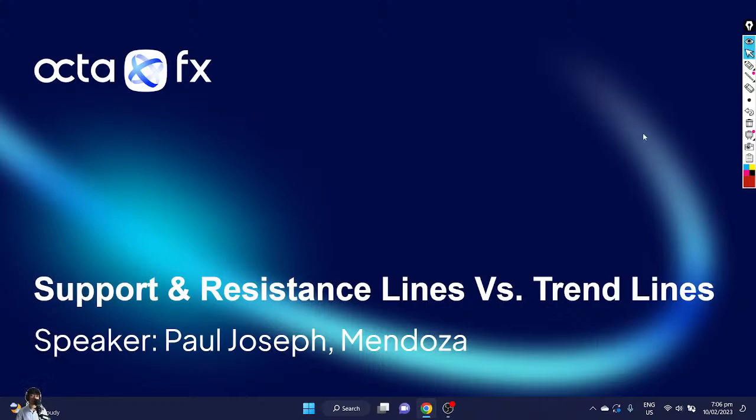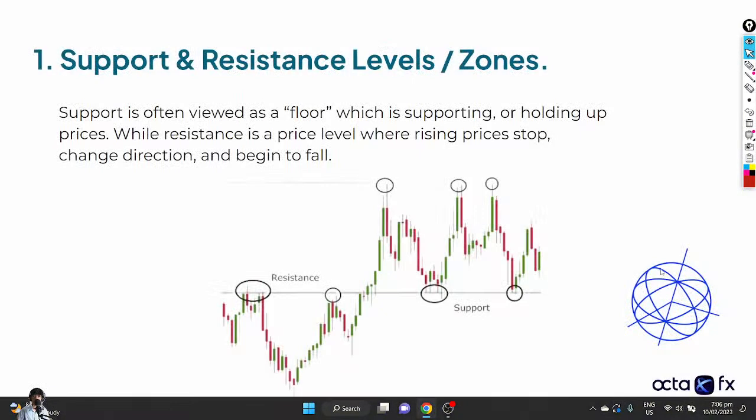To begin with, let's first define support and resistance. Support is often viewed as a floor, which is supporting or holding up prices, while resistance is a price level where rising prices stop, change direction, and begin to fall.